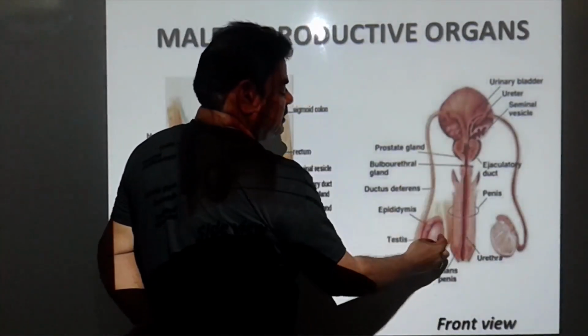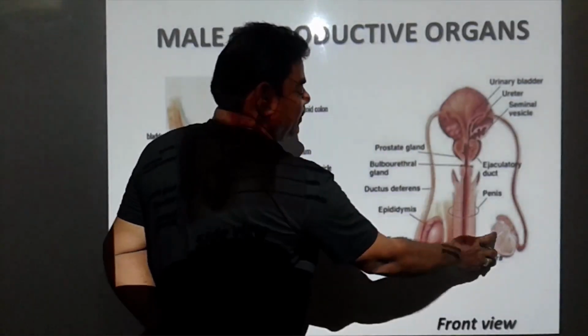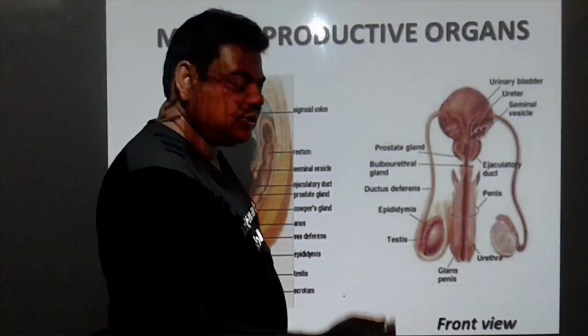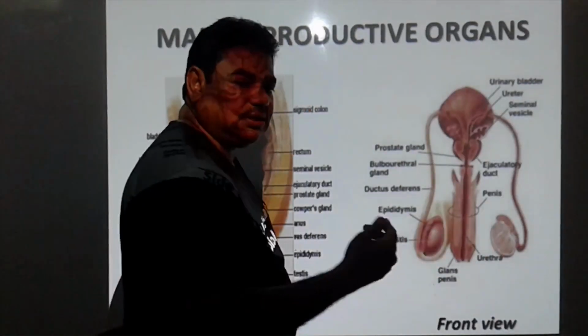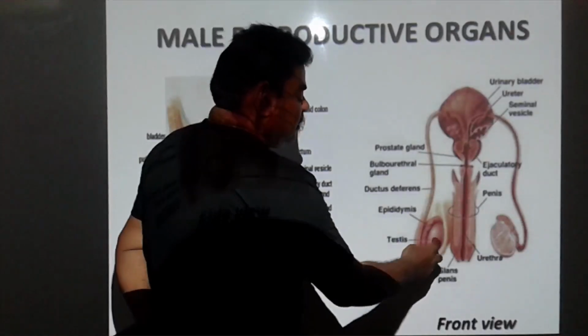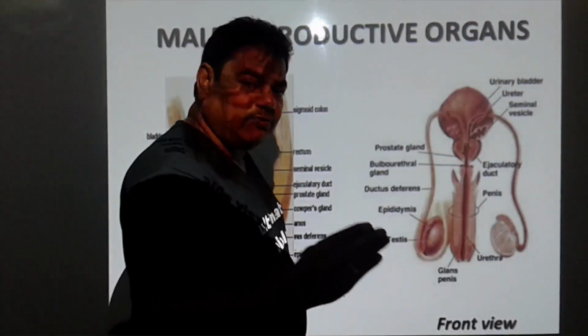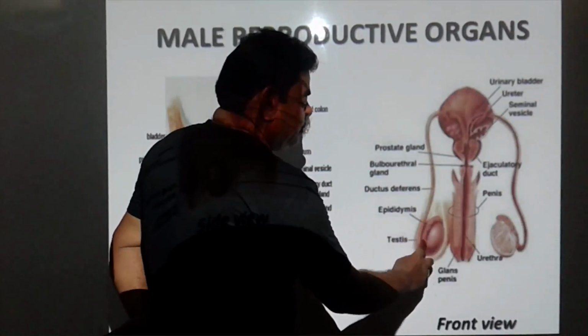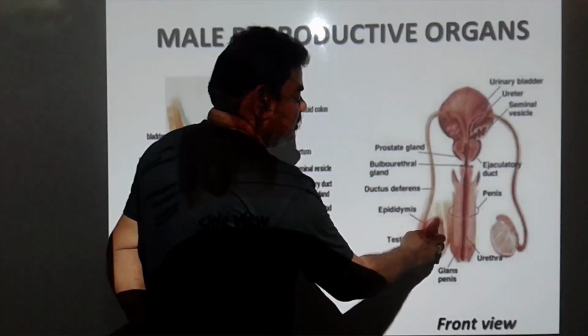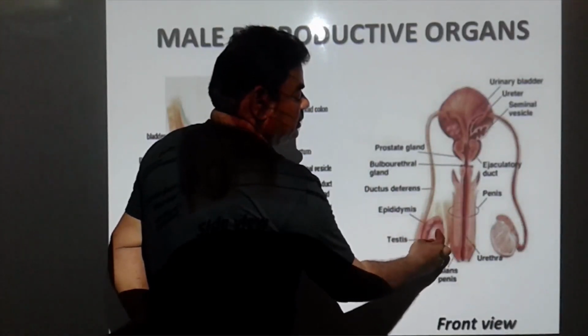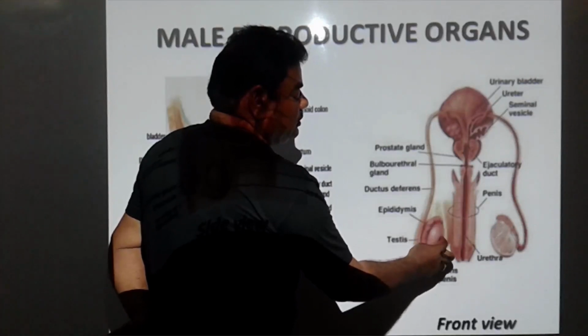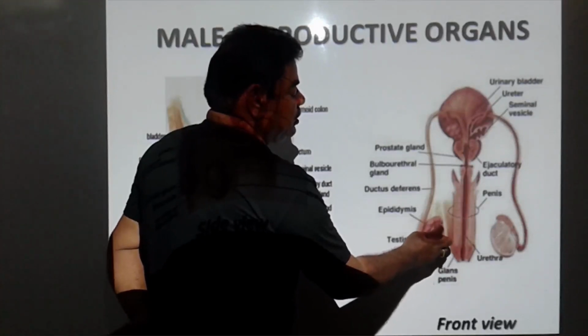If you take a vertical section, there are compartments inside. Those compartments we call testicular lobules. In the testicular lobules there are seminiferous tubules, and in the seminiferous tubules sperm formation takes place. Then this portion we call the epididymis. From the testicular lobules and the seminiferous tubules, all the ducts come here into the epididymis.